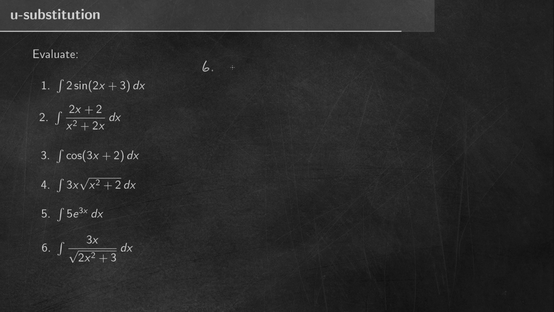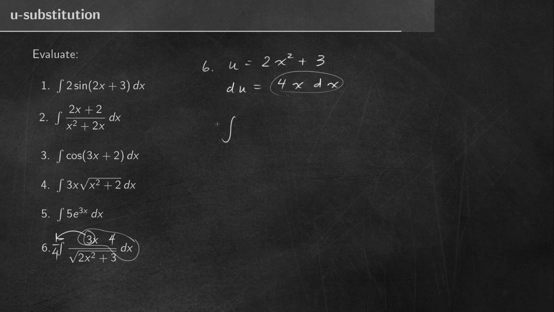And number 6, we're going to let u equal 2x squared plus 3. Then du equals 4x dx. My integral becomes, so I've got 3x dx here. Ideally, I'd like to have a 4x dx. So I'm going to go ahead and put a 4 here, and then I have to put a 1/4 out front to balance that. And I have to bring the 3 out. So I end up with 3/4 on the outside.